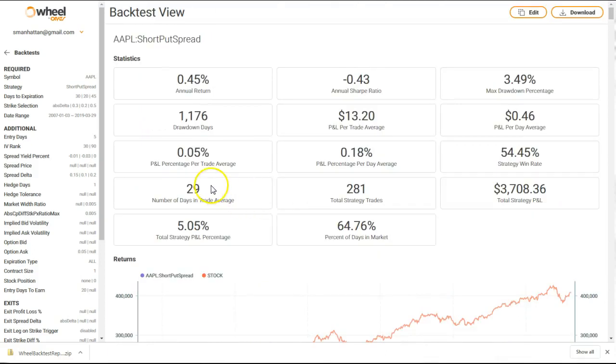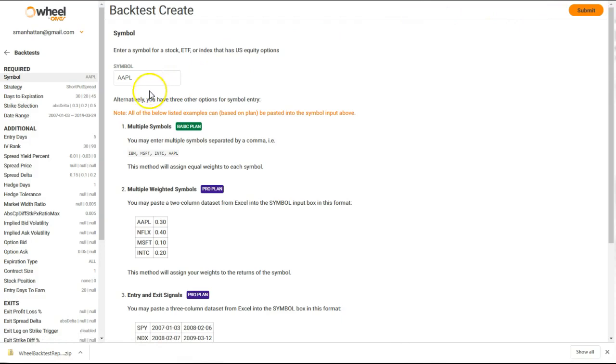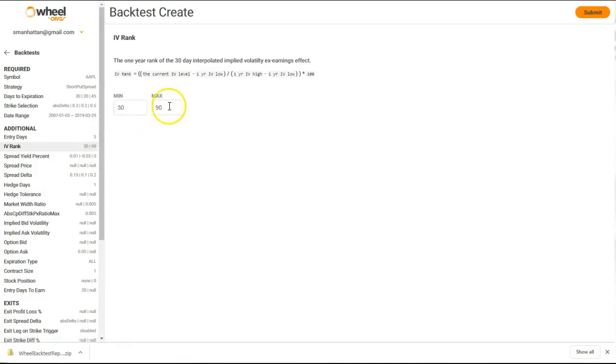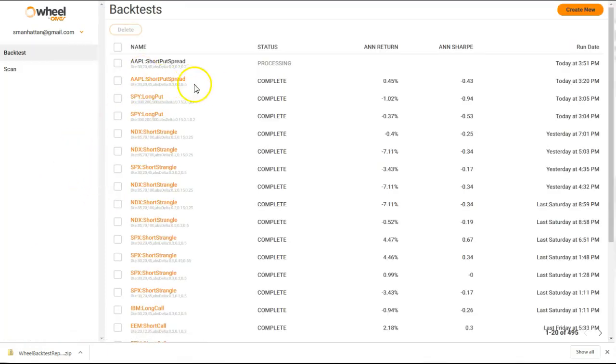So what you could do is edit what you've done here. When you edit, you could go in. So let's change the IV rank. Firstly, let's just take that out. Instead of trading only on these days, let's see if that was helpful or not. So let's submit that and see what the results are for that. So we'll be comparing results.